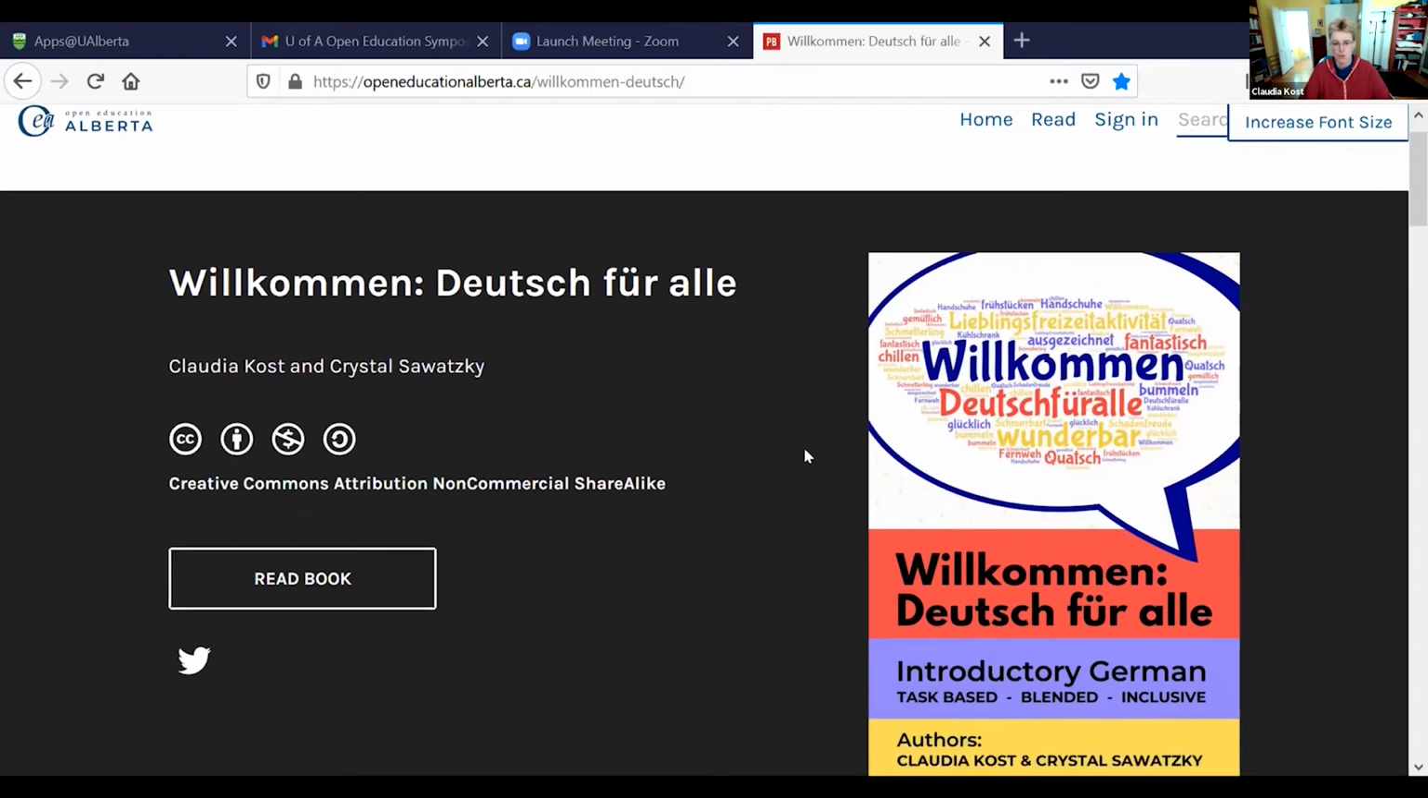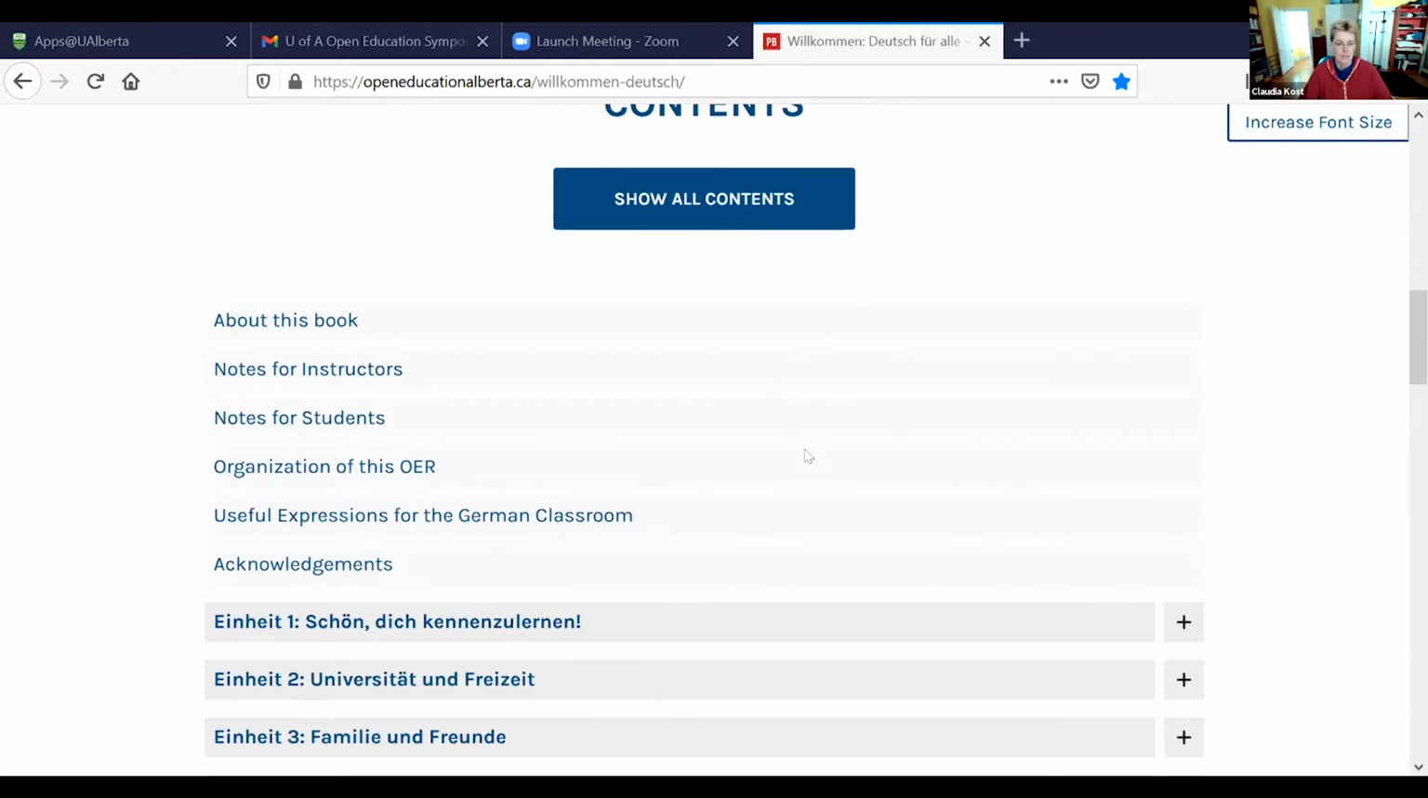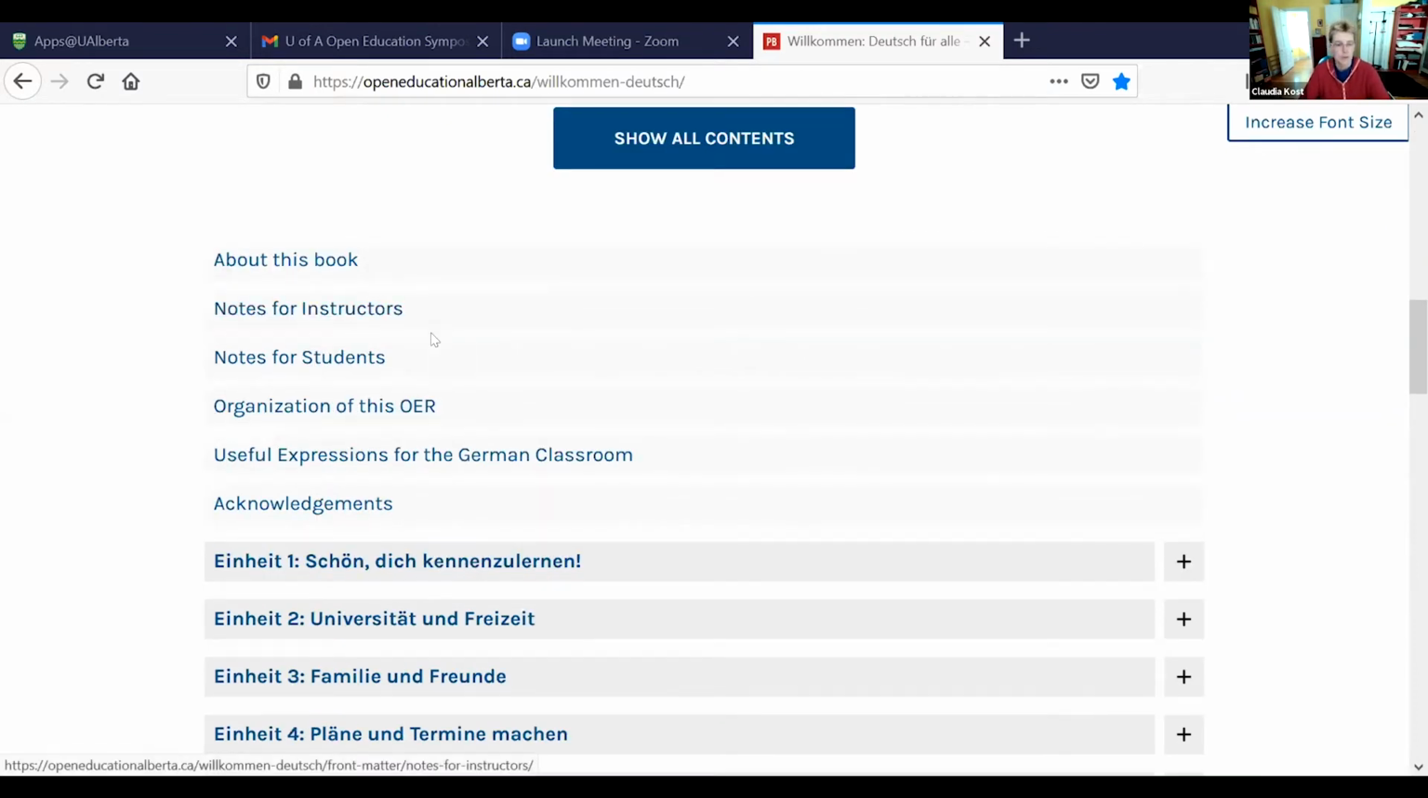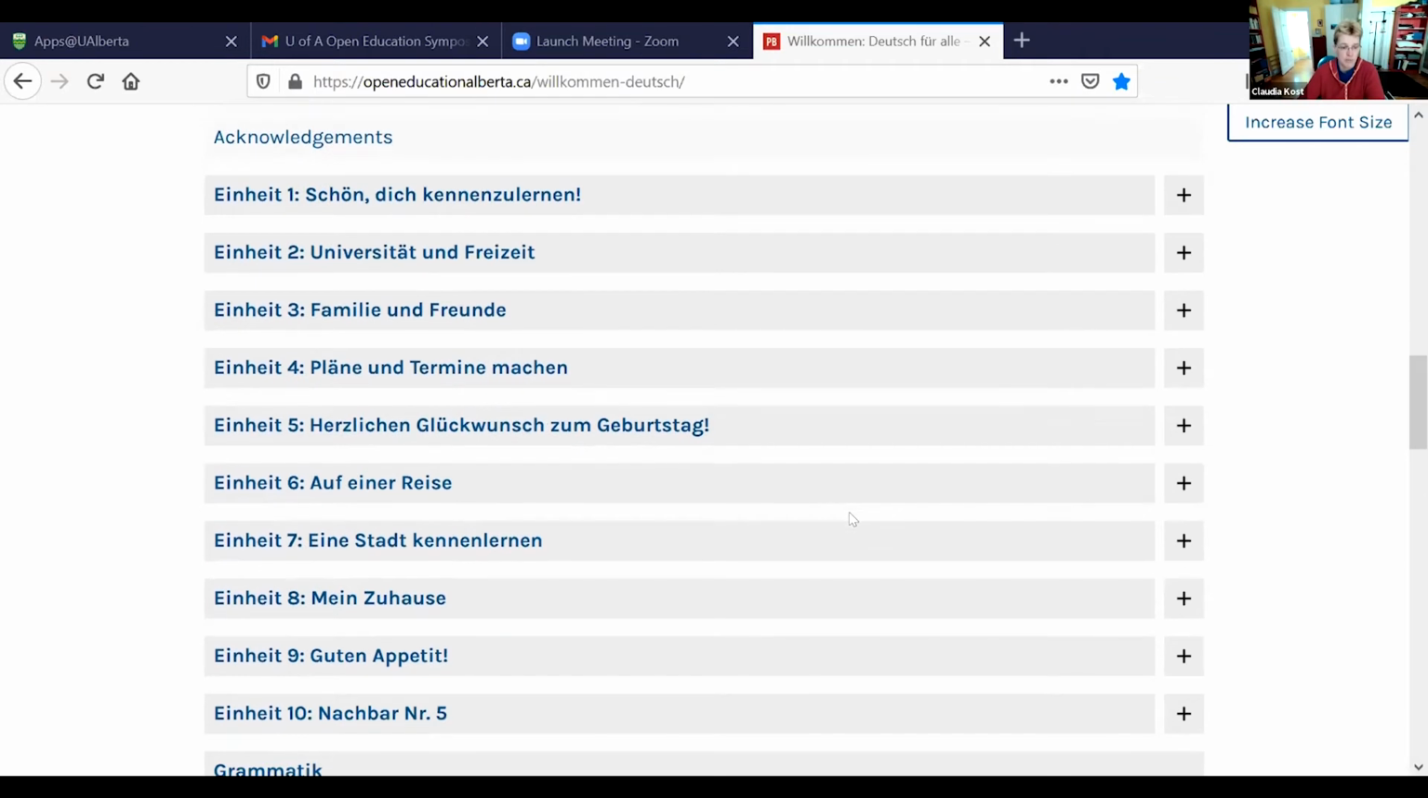So I'm just going to show this a little bit. As you can see, here's a table of contents. We have a lot of notes for instructors, how to use this book, how this OER is actually organized. And then we have these chapters. We have 10 chapters, and we do 5 per term. So our OER covers a whole first year language curriculum in German.